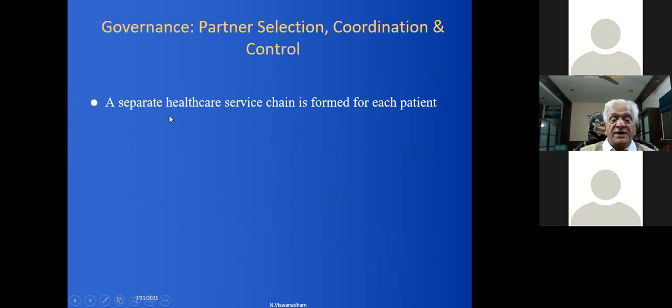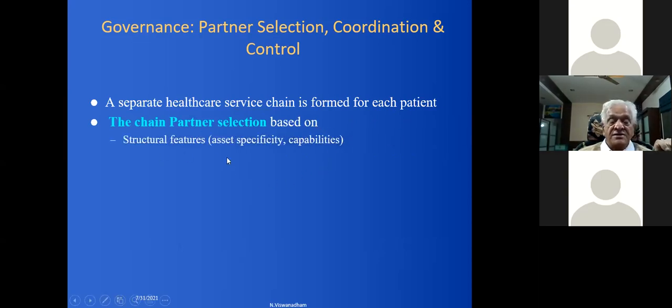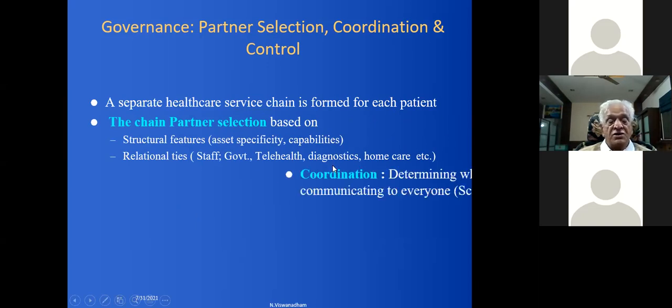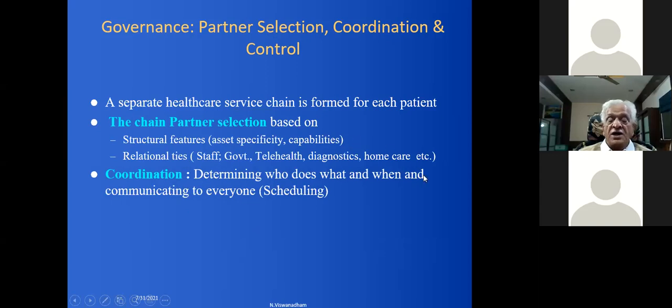But here, a separate healthcare supply chain is formed for each patient. Depending on whatever is required, the patient is asked to go to this clinical center, to this hospital, and so on. And that is formed for each patient. The chain partner selection is based on capabilities. If somebody has a heart problem, it will go to that particular hospital with those capabilities and relationship, staff, government, telehealth, and so on. And coordination, determining who does what and when.